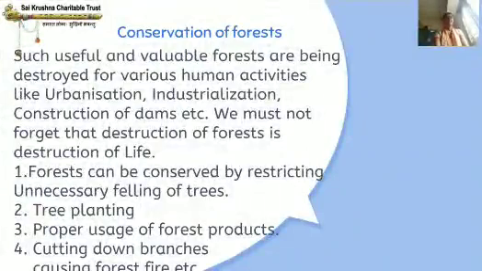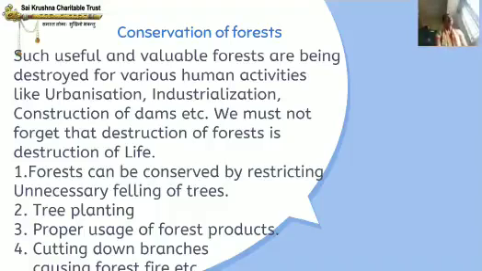Now we will discuss conservation of forest. Such useful and valuable forests, which provide us many valuable things, are being destroyed for various human activities like urbanization and industrialization, and for the construction of dams, etc. So we must not forget that destruction of forest is destruction of life.